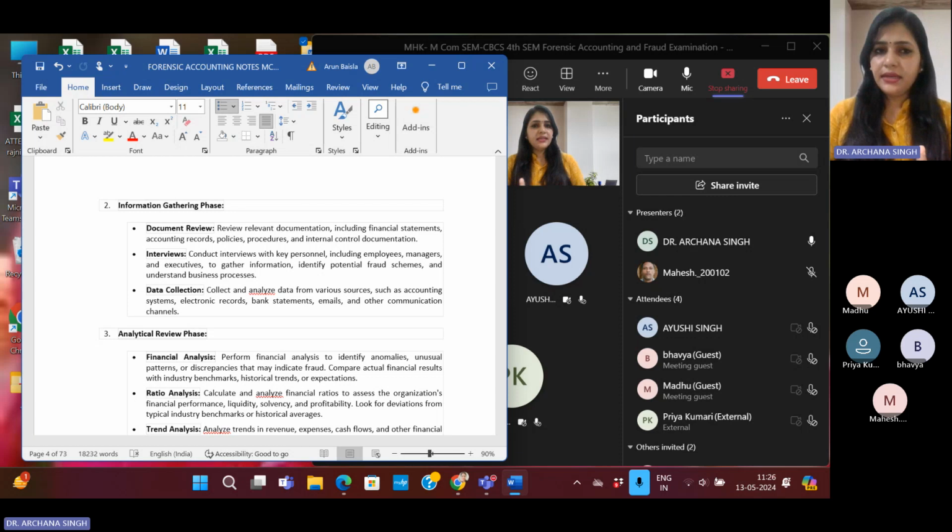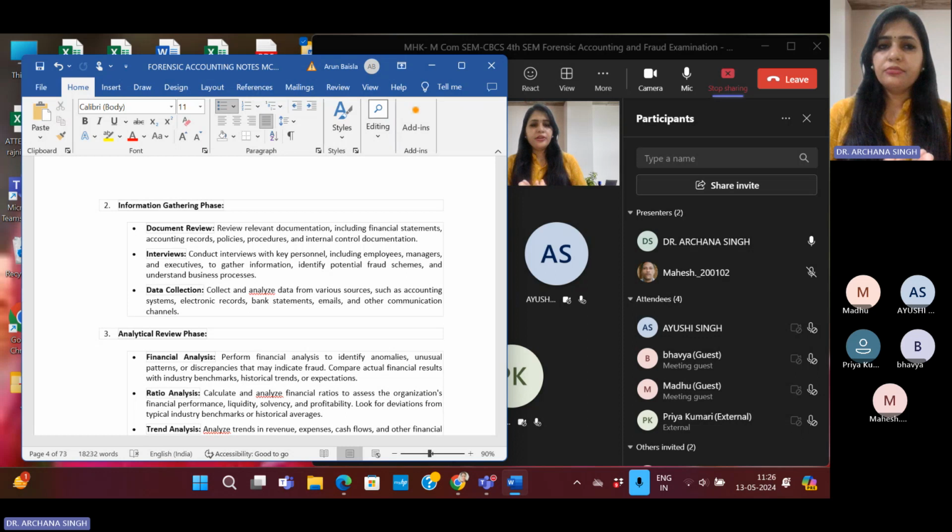Then second is interview. He has to conduct interviews with the personnel, which includes employees, managers, executives, or you can say those persons or executives which are much important, those who can provide the internal data, so that they can gather the information and identify the potential fraud schemes and understand the business process.